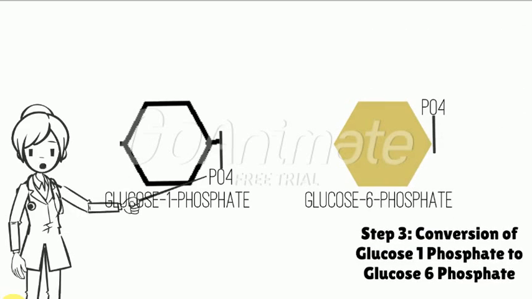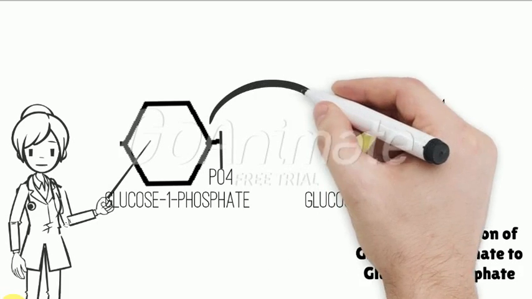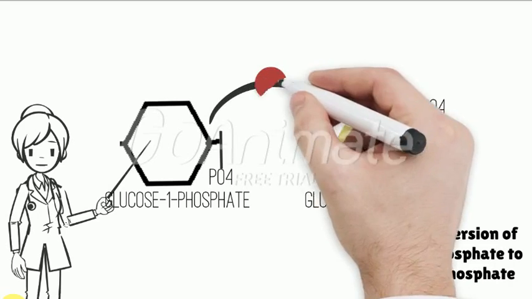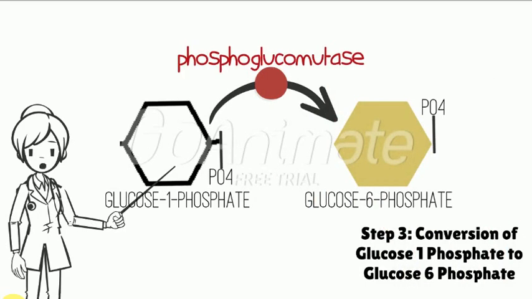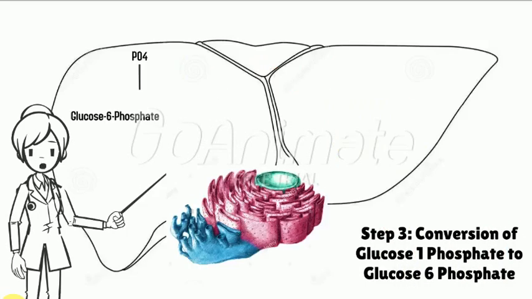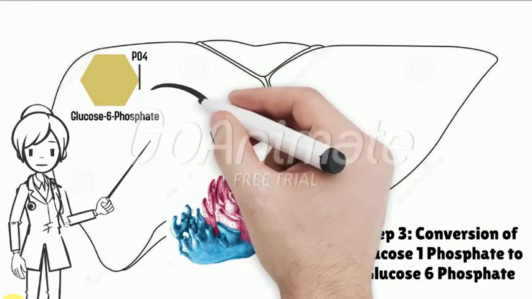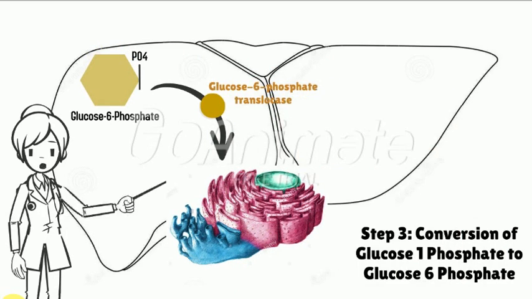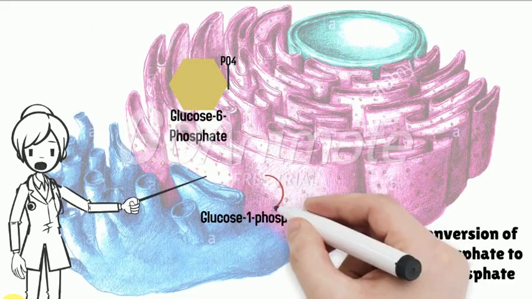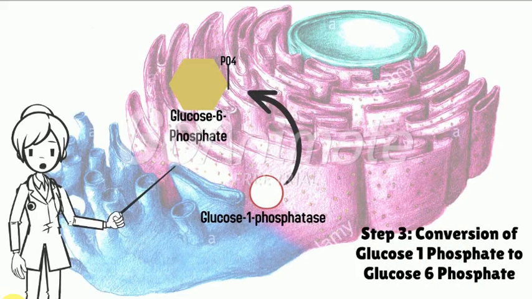Step 3. Conversion of glucose 1-phosphate to glucose 6-phosphate. Since the glucose released by glycogen phosphorylase is still in the glucose 1-phosphate form, it has to be converted first into glucose 6-phosphate via the enzyme phosphoglucomutase. In the liver, glucose 6-phosphate is transported into the endoplasmic reticulum by glucose 6-phosphate translocase. Here, glucose 6-phosphate is converted to glucose via glucose 6-phosphatase.